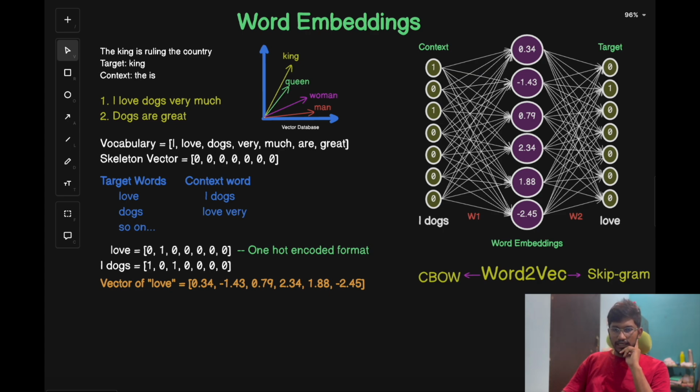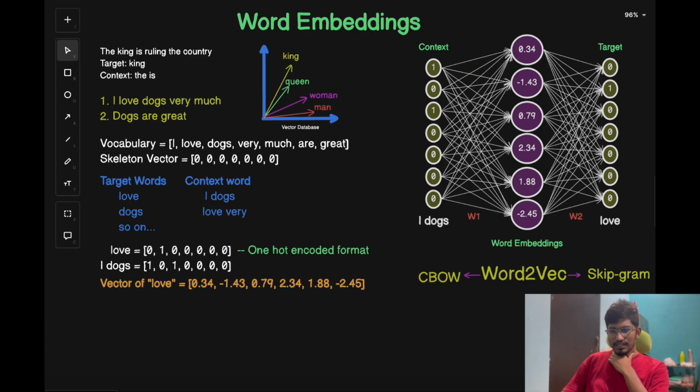Next, we prepare a list of context word and target word pairs. Taking a context window length of 1, that is, taking one word left and one word right of the target word, we will have pairs like this. For example, for the word love, its context pair will look like I and dogs. So I and dogs are the context words. For the word dogs, the context words are love and very, one left, one right, and so on and so forth. We can prepare this kind of target word and context word pairs.